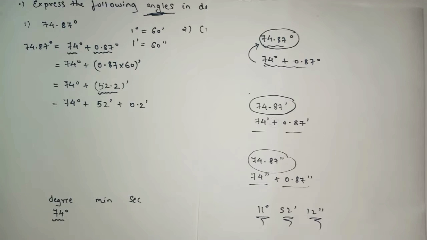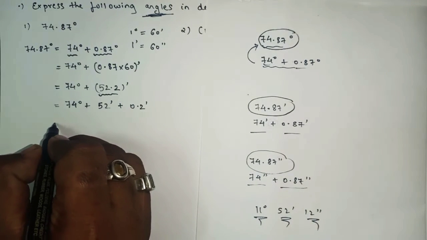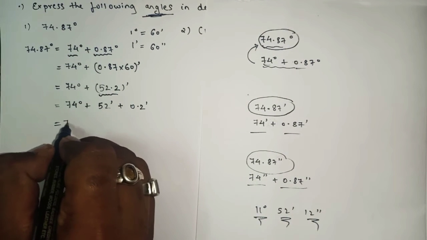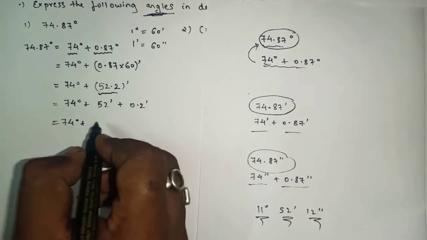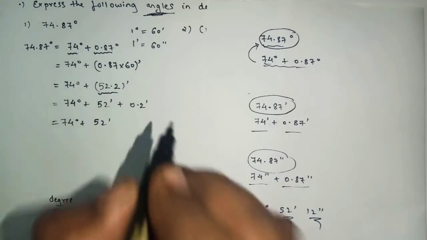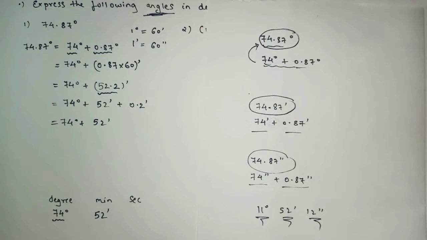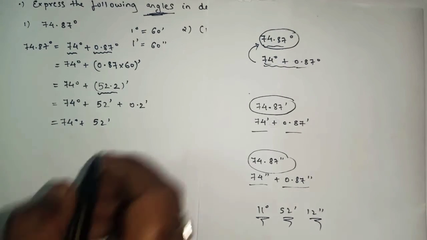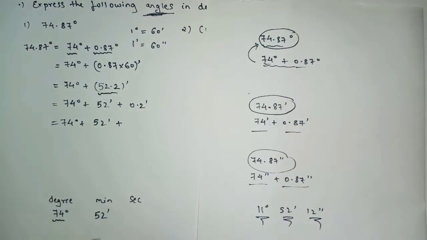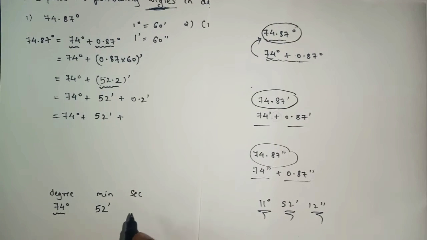Okay, so here we'll keep this 74 in the next step as it is, even this 52 minute also, because the answer we got is without decimal. As I told, the final answer of degree, minute and second should be without decimal. Yes or no? Got the point? Okay, so now we are left with only second now.